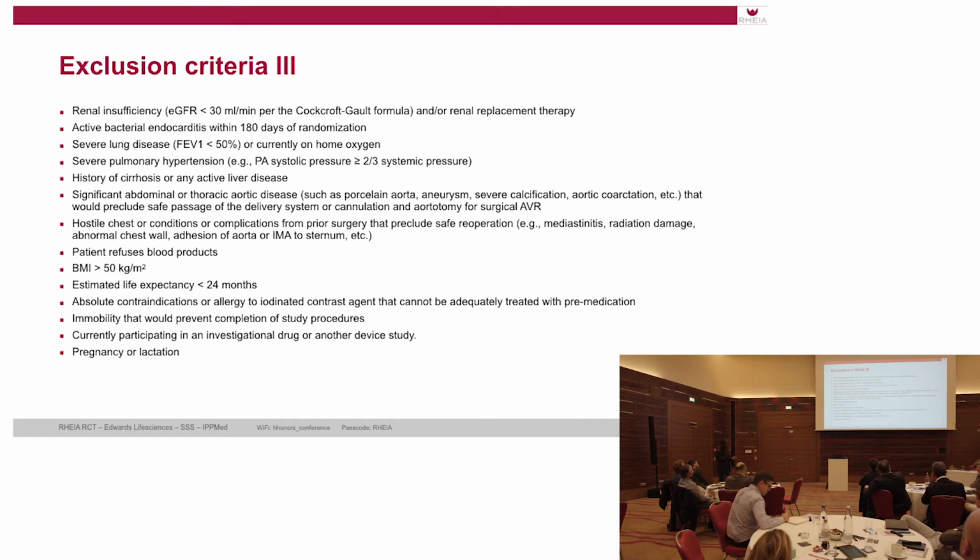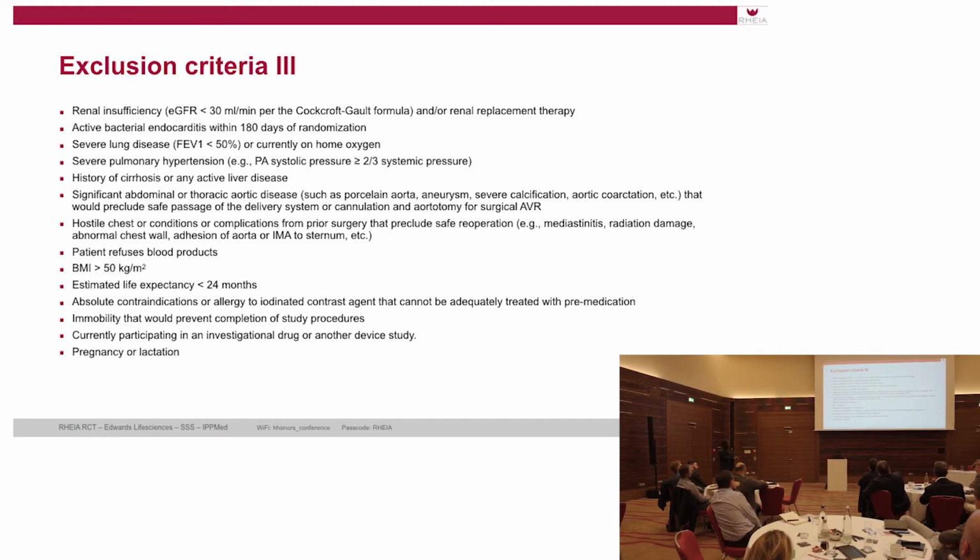Patients with hostile chest are going to be excluded. This is for the surgical arm. So these are not regular TAVI candidates. Ideally, what we expect is to enroll more low-risk patients in this population. So the patients need to be suitable candidates for any conventional surgery.